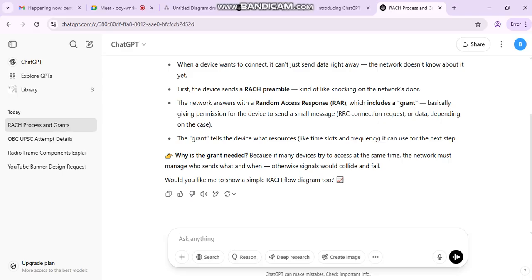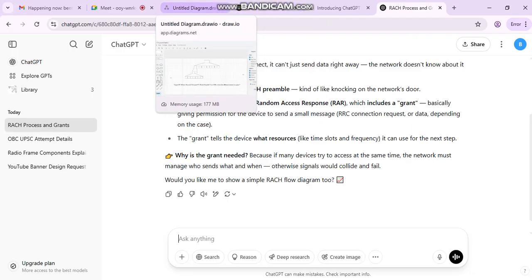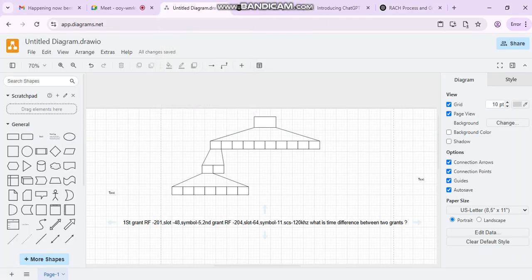For this, we have to go through the RACH process properly, and I'll be covering it soon. Why is this grant needed? When many UEs, user equipments, try to access the slot at the same time, the network must manage who sends what and when. Otherwise, the signals will collide and fail. So there is a need to understand this at the beginning.